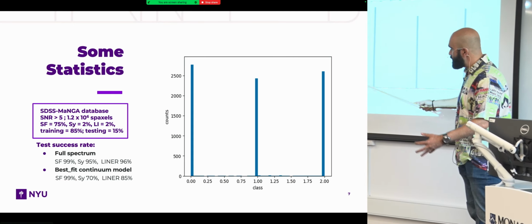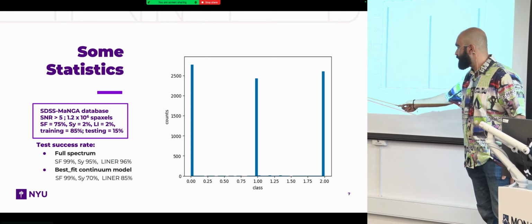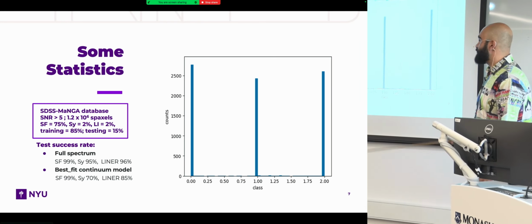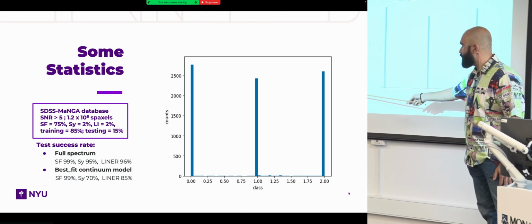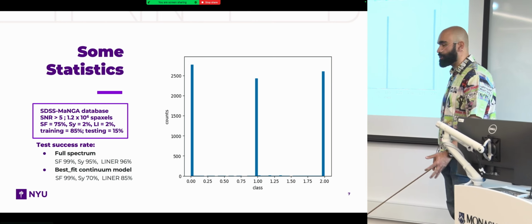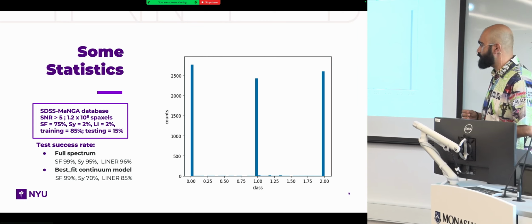So I did the same experiment, but now I'm just feeding Spender the best fit continuum model, subtracting all the strong emission lines. And the detection rates are, as you can see, for star forming almost the same, but for LINERs and Seyferts they are reduced. So let's just take a minute and try to understand what this means.